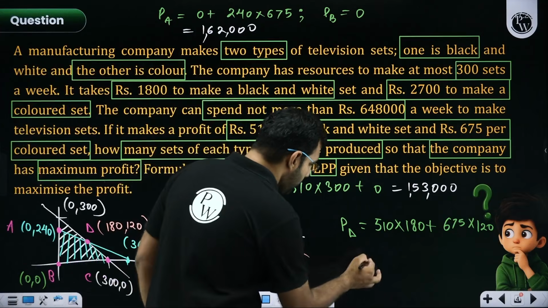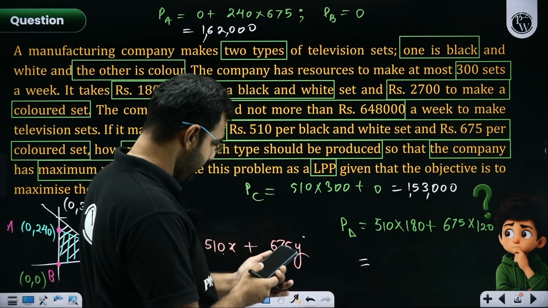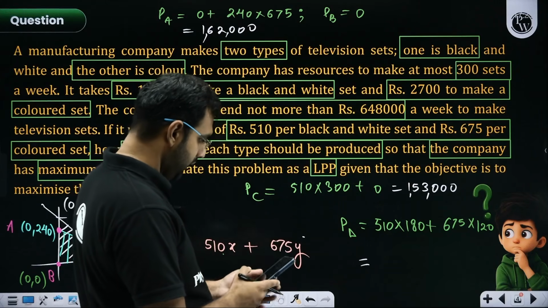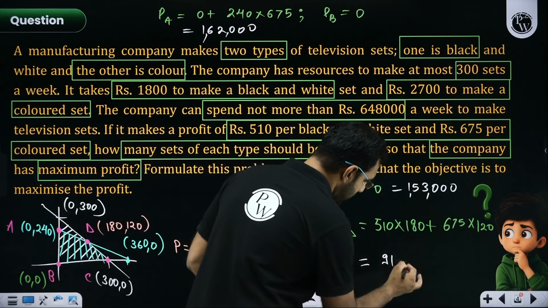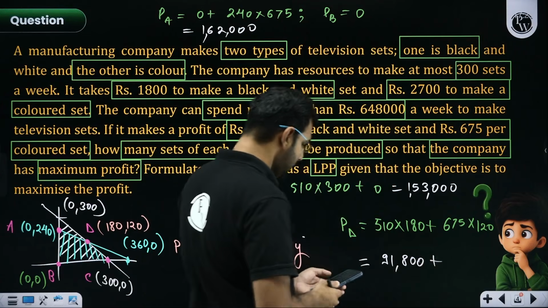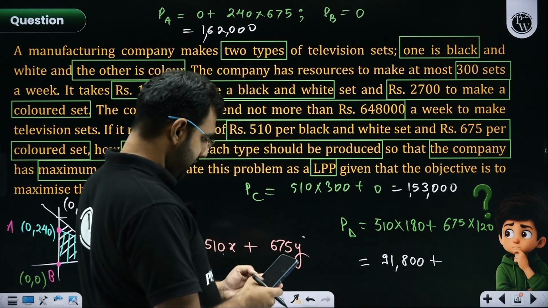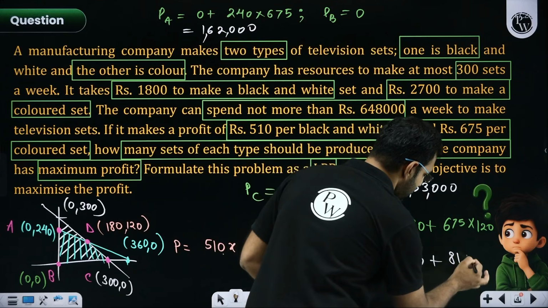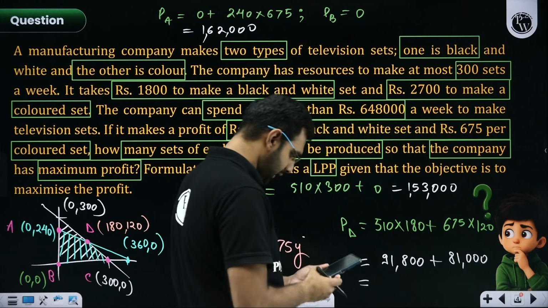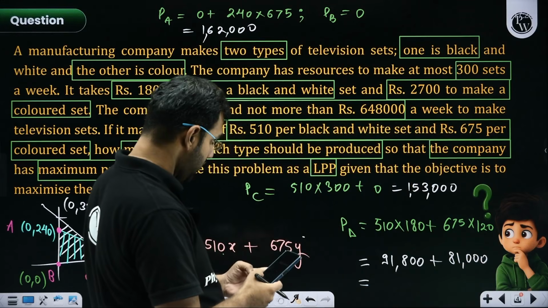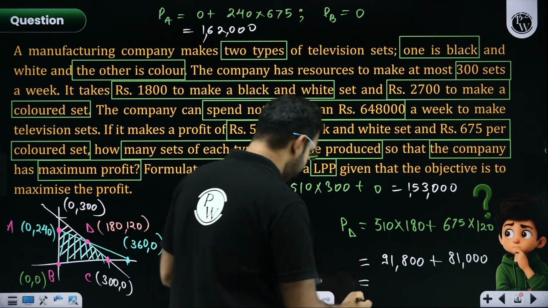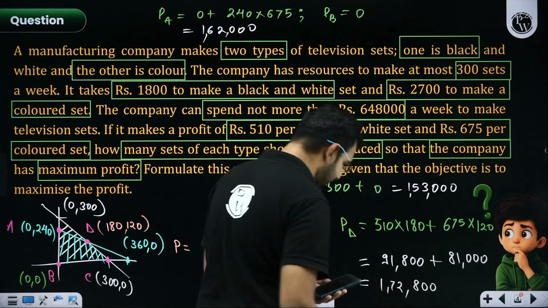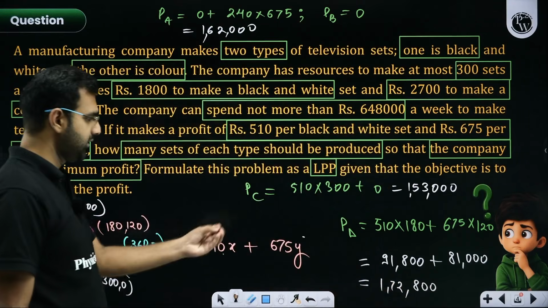Let's calculate it. Profit here, which is 510 into 180, that is 91800, plus 675 into 120, that is 81,000. Let's quickly add both of them. So 81,000 plus 91800 is amazingly well 1,72,800, and that's the best profit. You cannot have anything better than this. This is the best deal you can have.